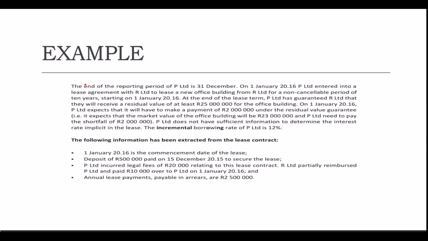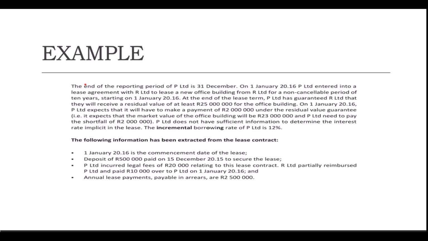At the end of the lease term, P Limited has guaranteed R Limited that they will receive a residual value of at least 25 million for the office building. On 1 January 2016, P Limited expects that it will have to make a payment of 2 million under the residual value guarantee. That is, it's expected that the market value of the office building will be 23 million, and P Limited needs to pay the shortfall of the 2 million.